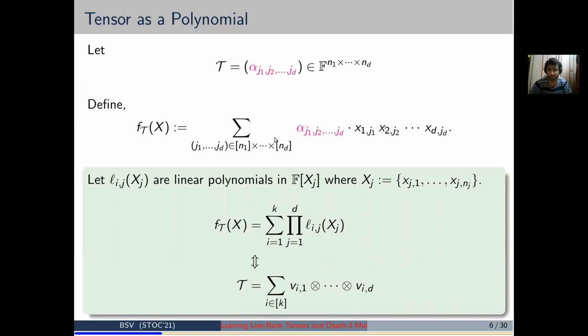As it turns out, this polynomial has information about the rank. That is, if you write your polynomial in this representation, the details don't matter too much right now, but if you write it in this particular representation, that is, you look at sums of products of linear forms, where the linear forms come from disjoint sets of variables, then the number of summands, that is the top fan-in of this representation, is equal to the rank. Not only that, you can get the whole tensor decomposition out of this way of representing the polynomial.